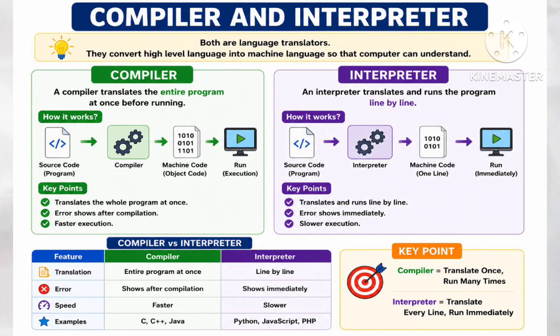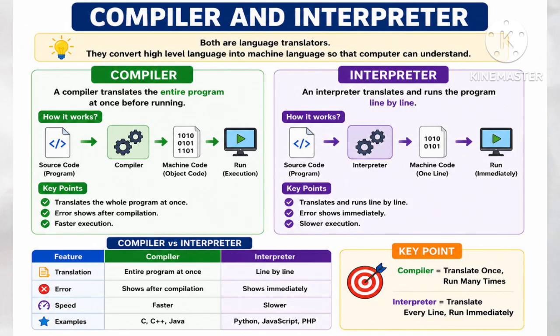Suppose 1. You write the full program. 2. Compiler checks everything. 3. Converts entire program into machine code. 4. Then runs it. So a compiler translates the complete program together. It shows errors after checking the full program and the compiler runs faster after compilation. Examples are languages like C, C++, Java.